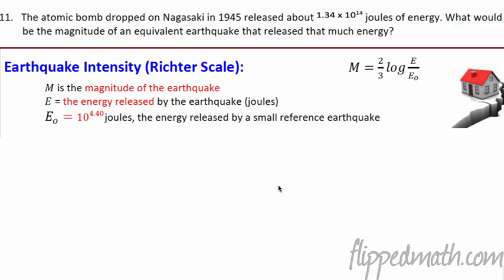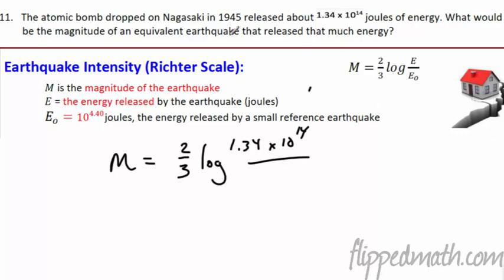All right, so number 11, magnitude. What would be the magnitude? Well, this is very simple. We don't know what the magnitude is, so we're going to just put in 2/3 times the log of, that's how much energy we have. Is it really this simple? I gave you a problem this simple. And E sub 0 is always the same, 4.4. So I guess this is basically a calculator practice problem.